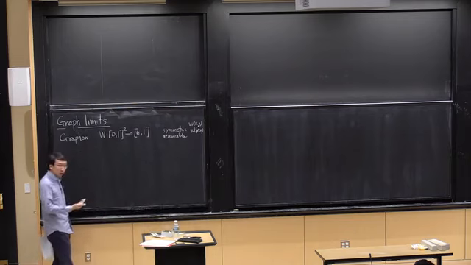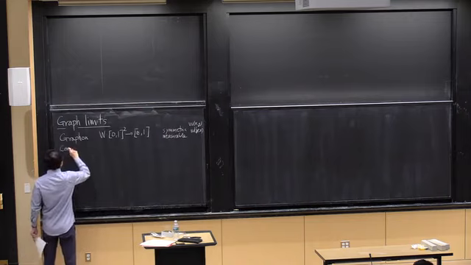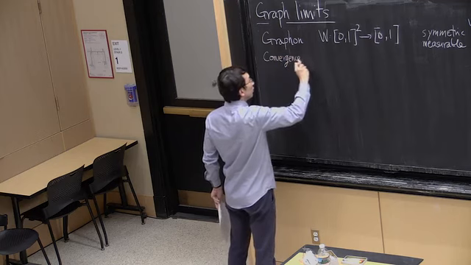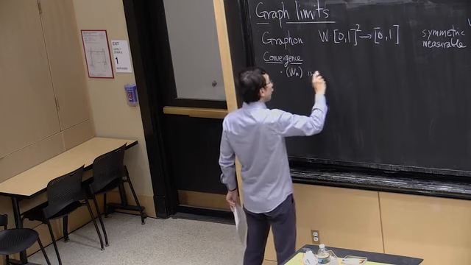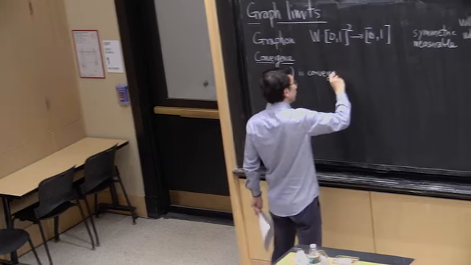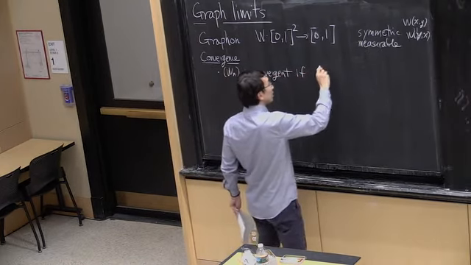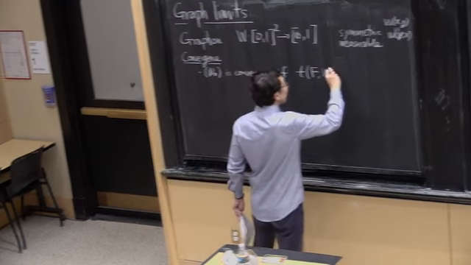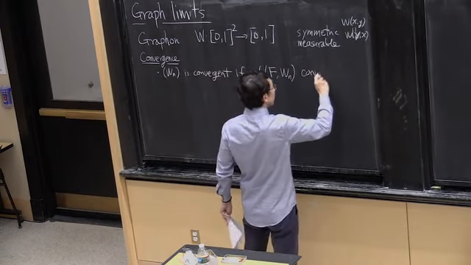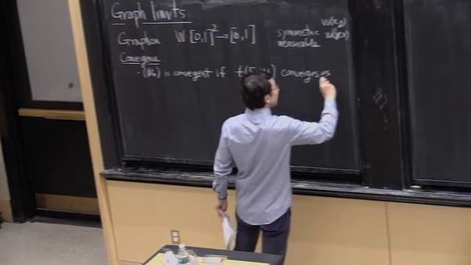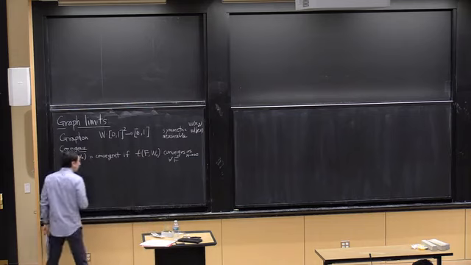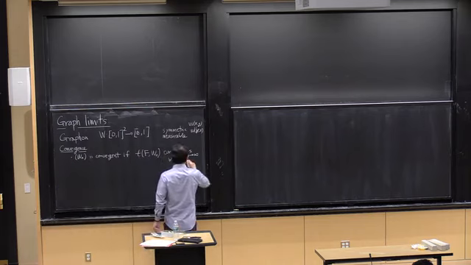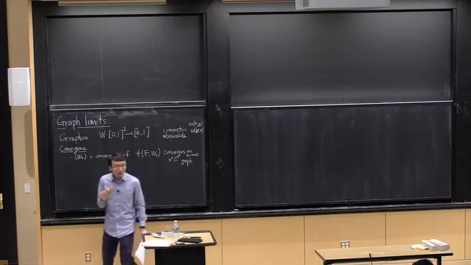We defined the notion of convergence for a sequence of graphons. And remember, the notion of convergence is that a sequence is convergent if the sequence of homomorphism densities converges as n goes to infinity for every fixed F, every fixed graph. So this is how we define convergence.